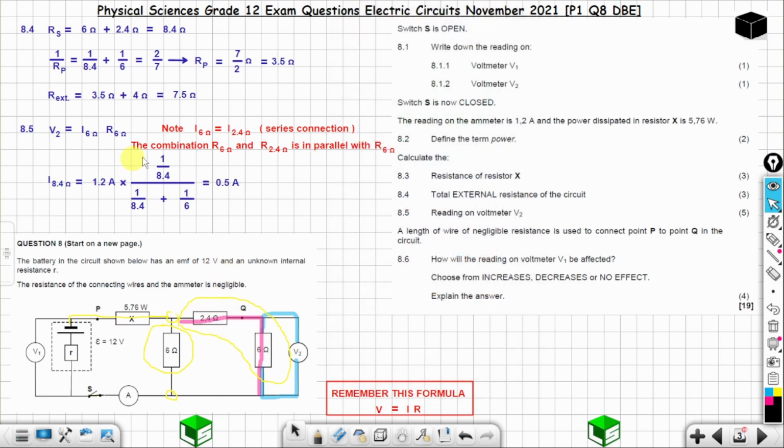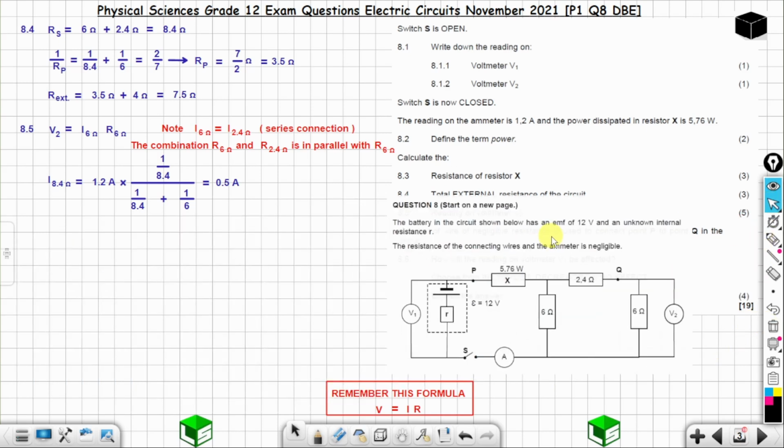So please check the link in the video description about the current division rule formula. So now we have the current and we have the resistance. Now we can calculate V2. V2 is equal to the current times the resistance, which is 6. This is equal to 3 volts.